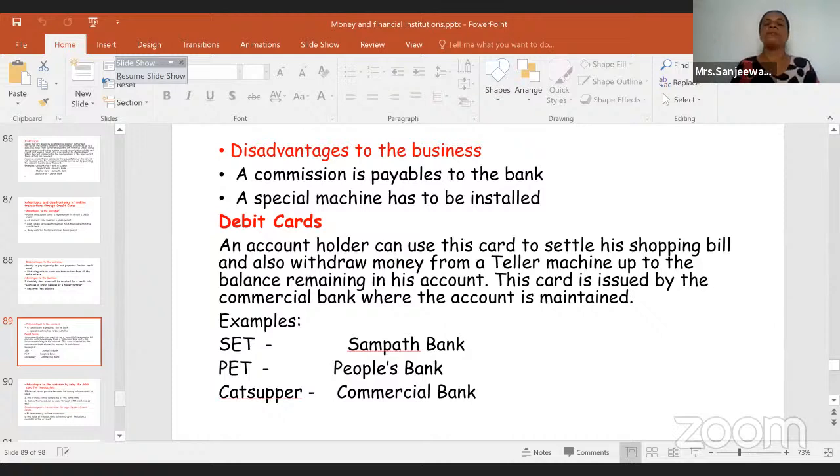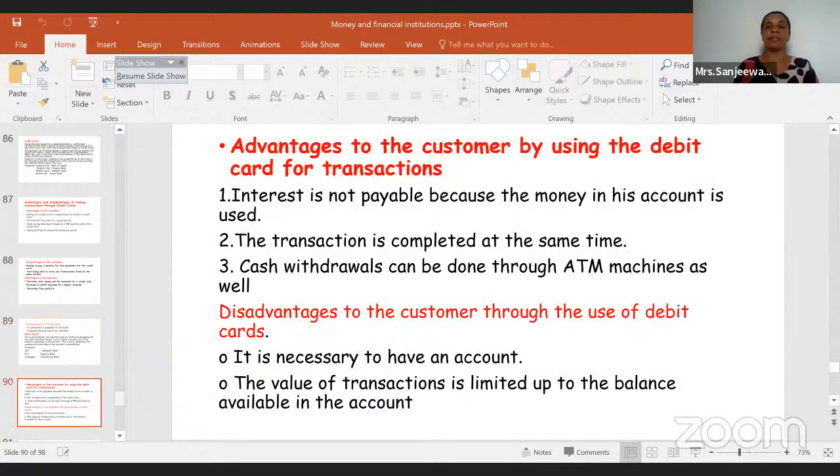So what are the advantages that you as customers will gain using the debit card for transactions? Interest is not payable, right? The transaction is completed at the same time, right? You don't have to keep an alert about paying before the due date. Cash withdrawals can be done through ATM. So these are the advantages. Disadvantages: it is necessary to have an account. The value of a transaction is limited, up to the balance available. You can't go to the maximum.